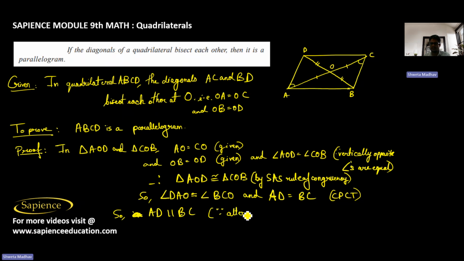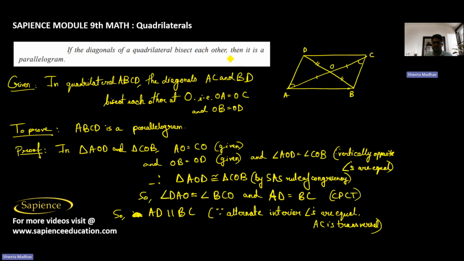Since alternate interior angles are equal, and obviously AC is the transversal, so I can say that since alternate interior angles are equal and AC is the transversal, so AD should be parallel to BC.